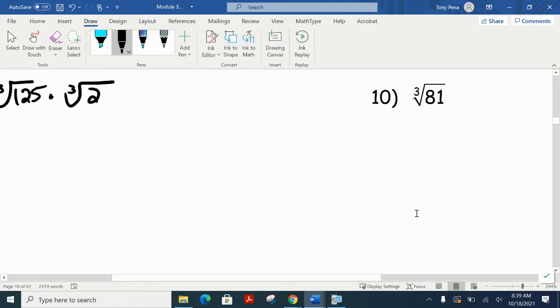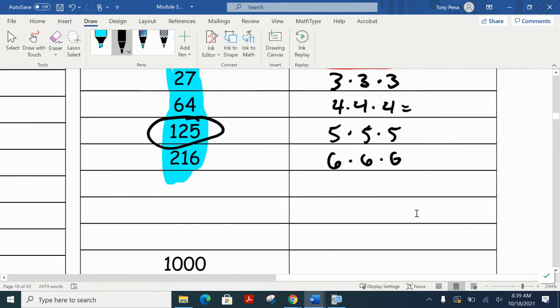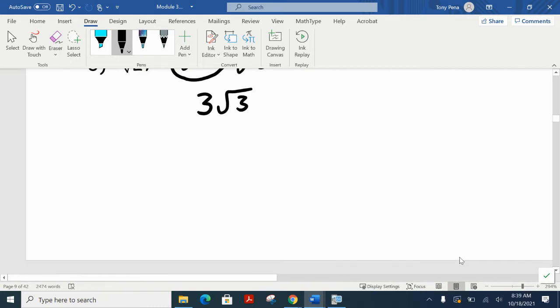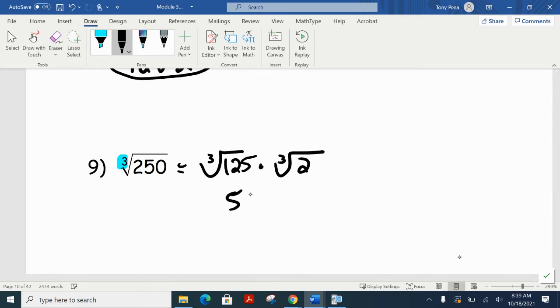So let's go back to our table. What had we cubed in order to get a 125, Jason? 5. Good. So that means the cube root of 125 is 5. So we come down here, cube root of 125 must be a 5. And then the cube root of 2 you can't do anything with, and then we leave that. All right, so those are cube roots.